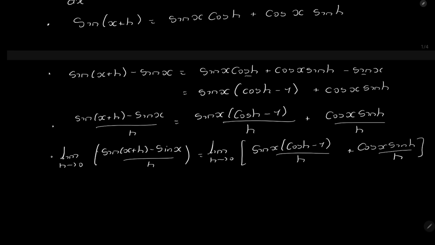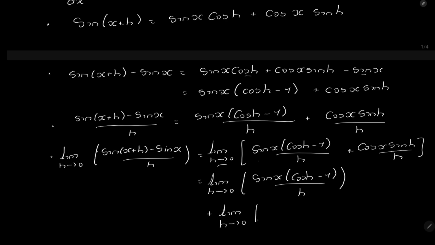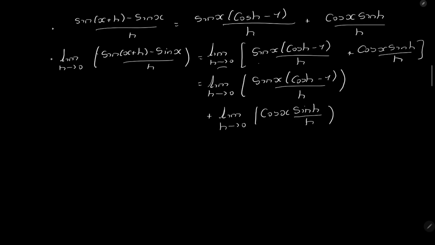We all know that limit is commutative. What does that mean? That means that we can apply the limit to both terms separately. That is, the limit as h tends to 0 of sine x into cos h minus 1 divided by h plus the limit as h tends to 0 of cos x sine h divided by h. What do we still remember on limits? Limits affect only the terms which are in terms of h. So any term which is not in terms of h can be considered as a constant in this limit.